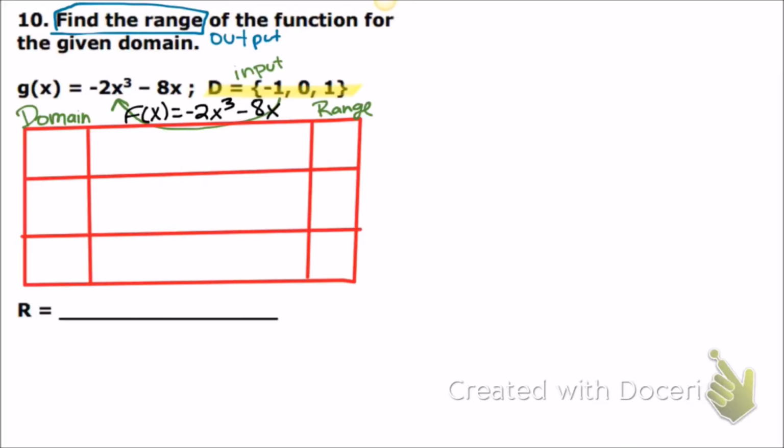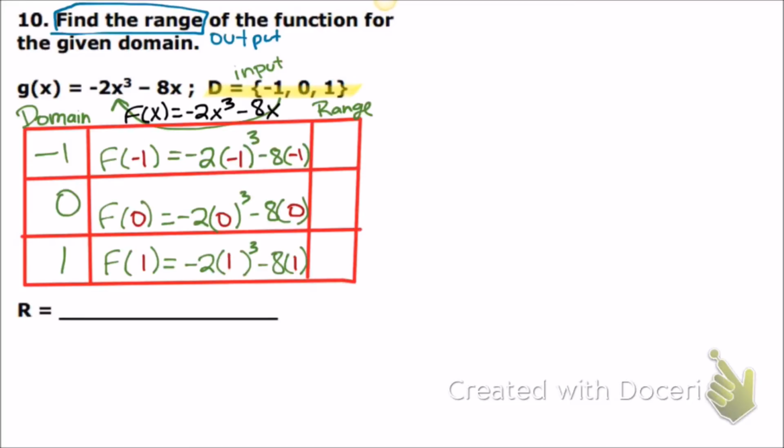So we have our domain, negative 1, 0, and 1. That's my input. So we're going to plug it inside of our parentheses, so inside of x. The operation between negative 2 and x cubed is multiplication. So we're going to write negative 2 times the input cubed, so negative 1. And then we have minus 8 times negative 1 again. We're going to be doing the same thing for the other ones.